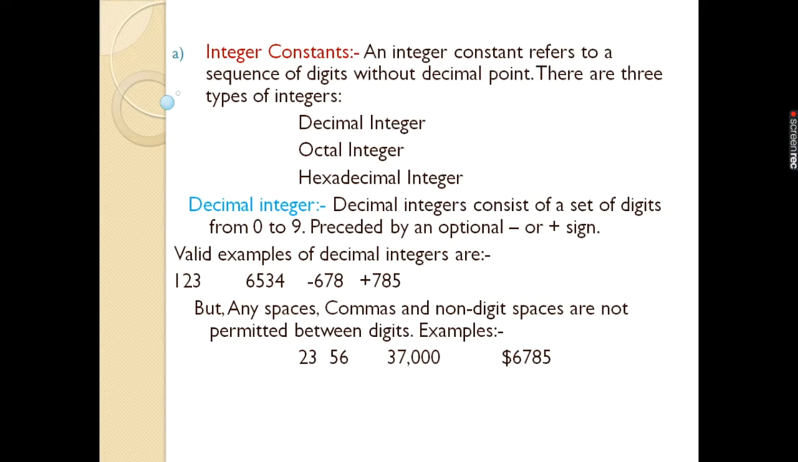What is an integer constant? An integer constant refers to a sequence of digits without a decimal point. There are three types of integer: decimal integer, octal integer, and hexadecimal integer. Decimal integers consist of a set of digits from 0 to 9 preceded by an optional minus or plus sign.